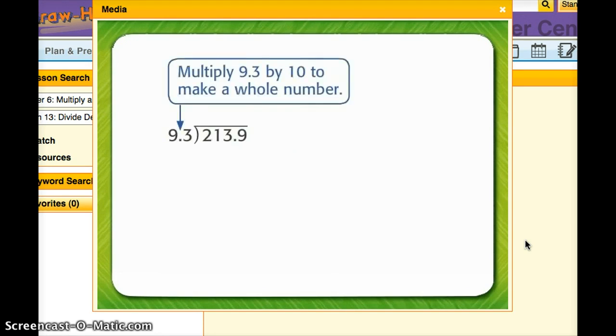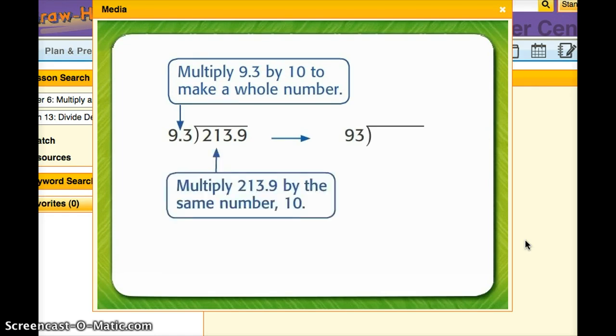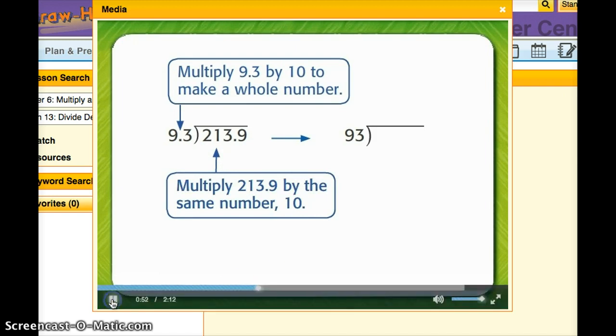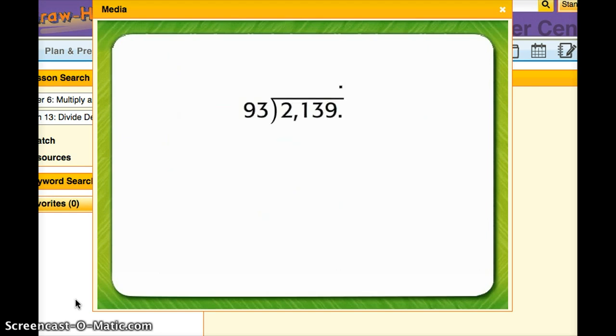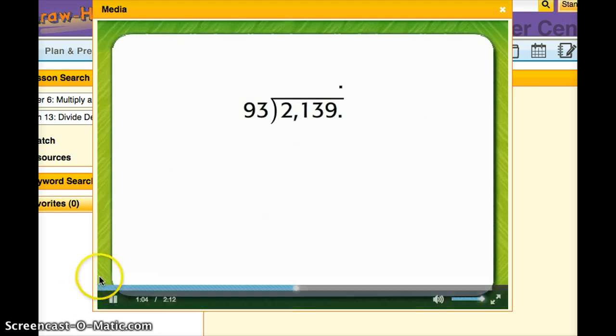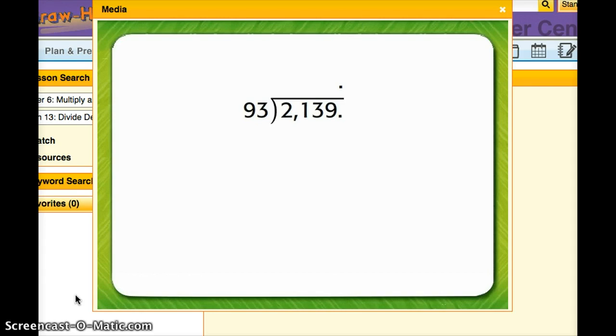First, multiply 9 3/10 times 10 to make a whole number. 9 3/10 times 10 is 93. Next, multiply 213 9/10 by 10. 213 9/10 times 10 is 2,139. Place the decimal point. Now we can divide as with whole numbers. Let's find 2,139 divided by 93.